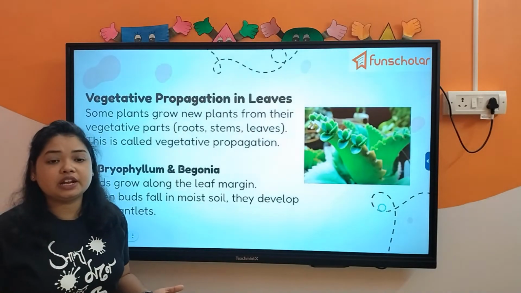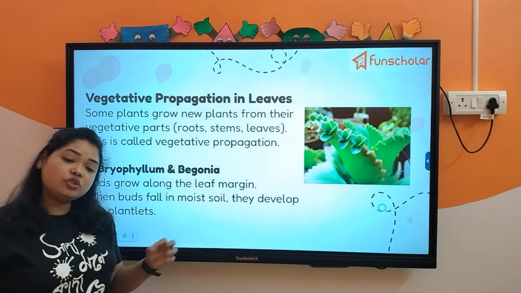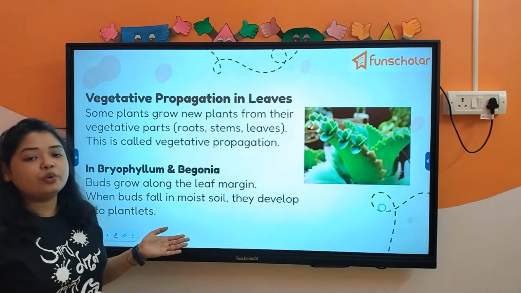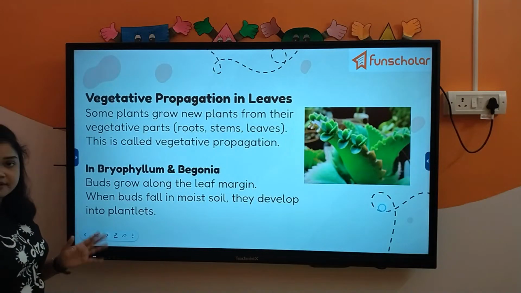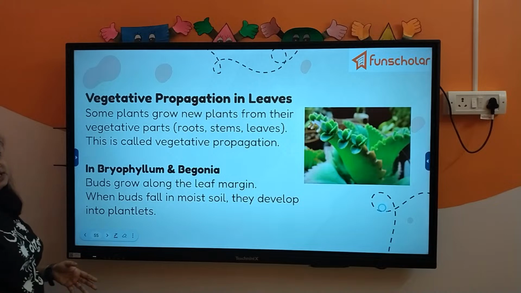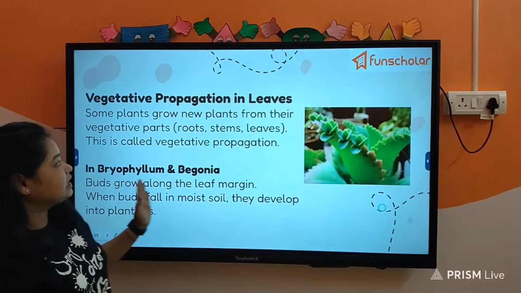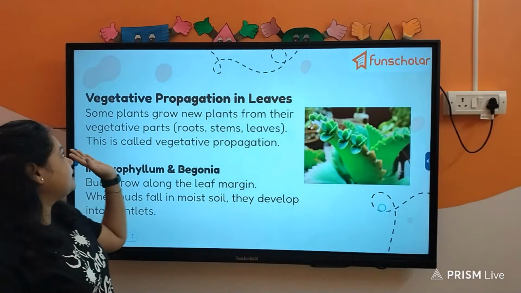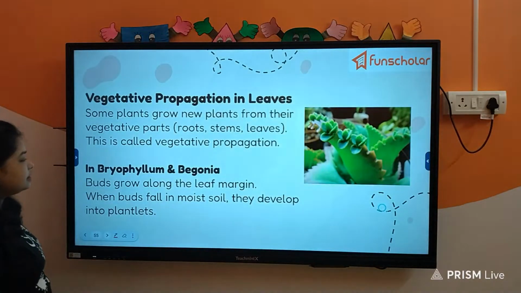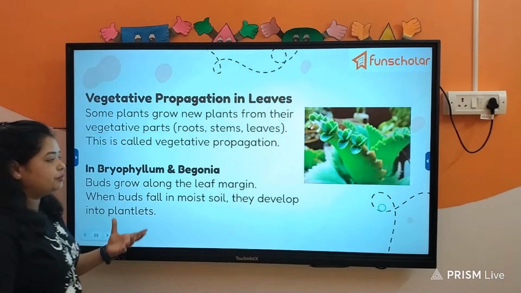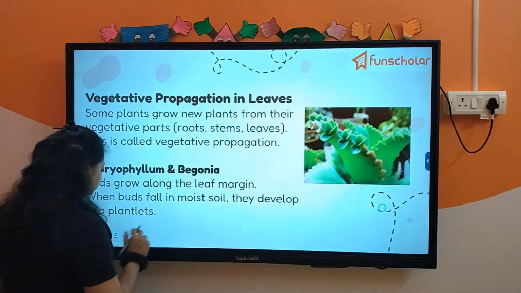Whenever seeds germinate, new plants grow from that seed. But this is not the usual process. When plants grow from the vegetative parts of the plants, apart from the seeds, this process is known as vegetative propagation. And when it happens in case of leaves, we say vegetative propagation through leaves. Now the examples are Bryophyllum, Bougainvillea or Begonia. So what happens in case of Bryophyllum?